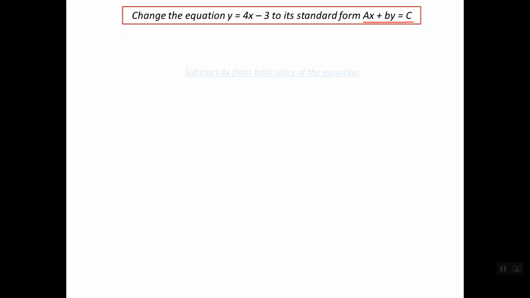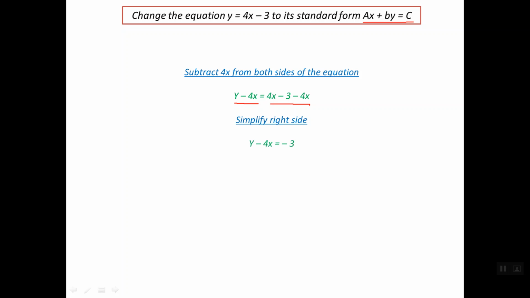See that the variable y is alone at the left side of the equation, so we need both x and y to be at the left side. Simply, we can subtract 4x from both sides of this equation. The left side becomes y minus 4x, and the right side becomes 4x minus 3 minus 4x. Now we can simplify. For the right side, the 4x cancels with minus 4x. So we have y minus 4x equal to minus 3.